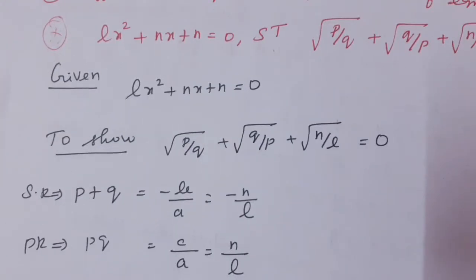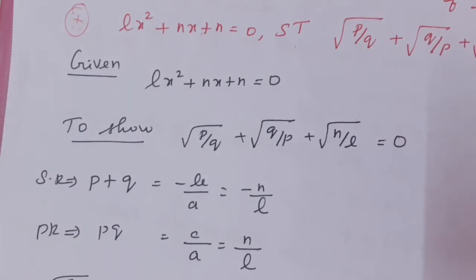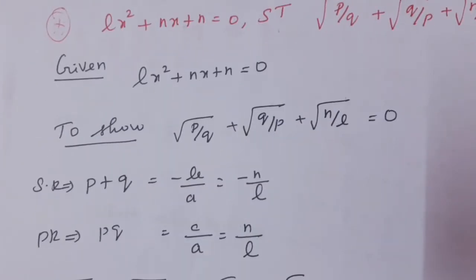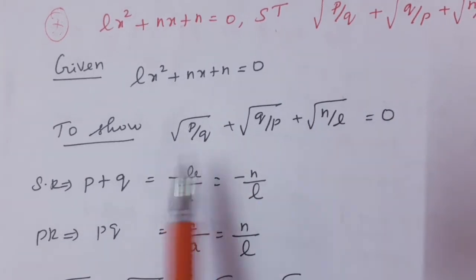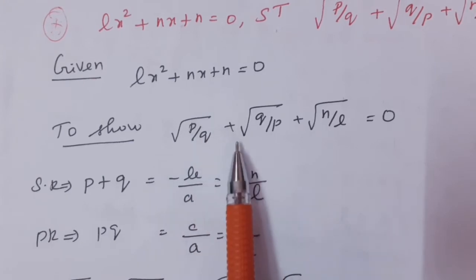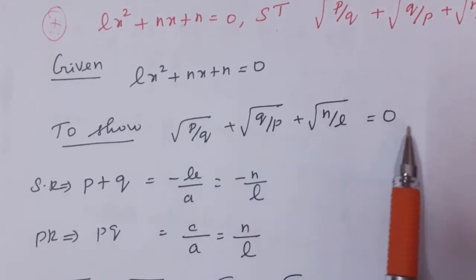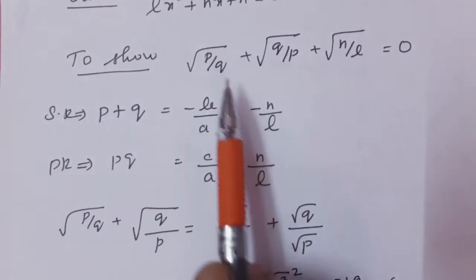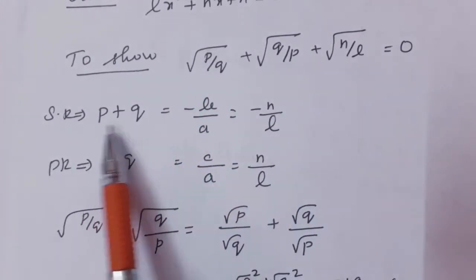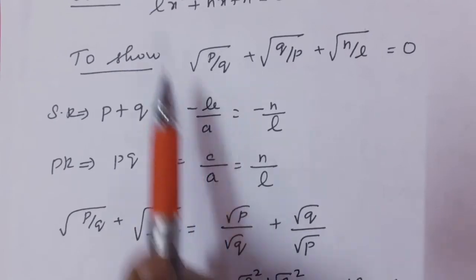What is given? The given quadratic equation is Lx square plus nx plus n equal to 0. What are we going to prove? We prove this result equal to 0, that is root of P by Q plus root of Q by P plus root of n by L equal to 0. Using the sum of the roots, what is the sum of the roots? Because the given equation is in terms of P and Q, the sum of the roots, P plus Q equal to minus B by A. What is our A?